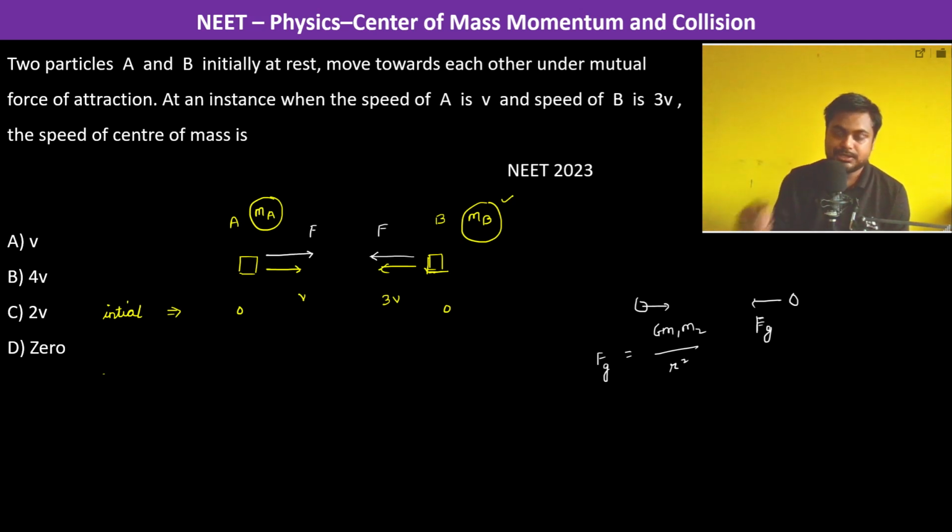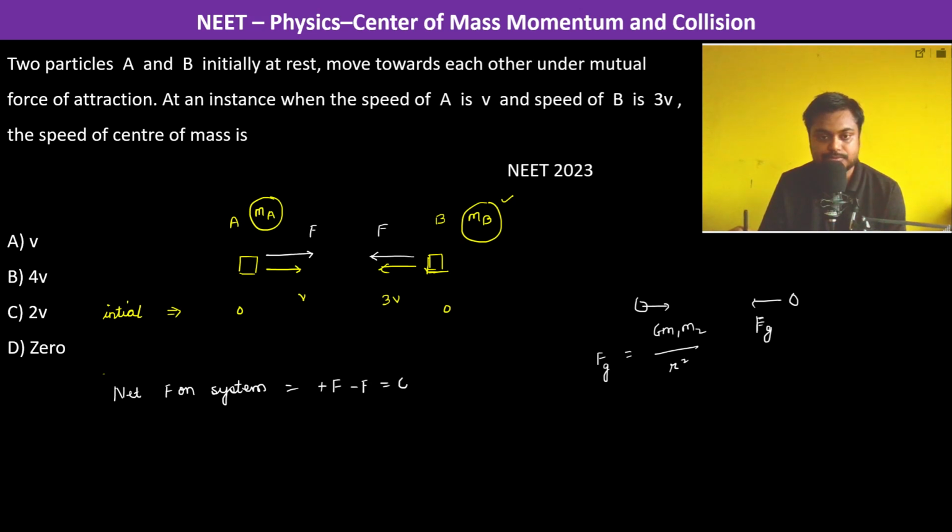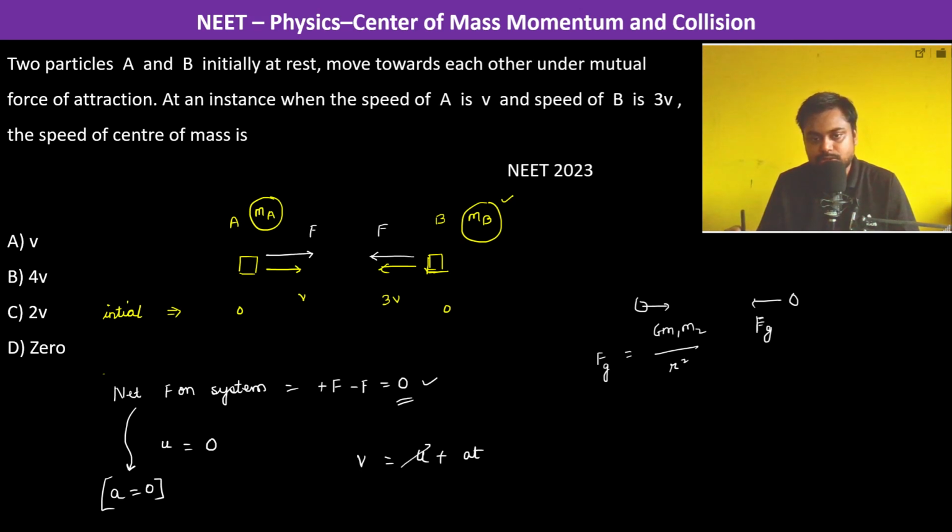Now if we see the entire system, the net force on the system is equal to plus F minus F, which is actually 0. Since the net force on the system is 0 and the initial velocity of the system was 0, the acceleration is also 0. So the final velocity of the system will be u plus at, both are zeros, so the final velocity is also going to be 0 only. Therefore D is going to be the answer.